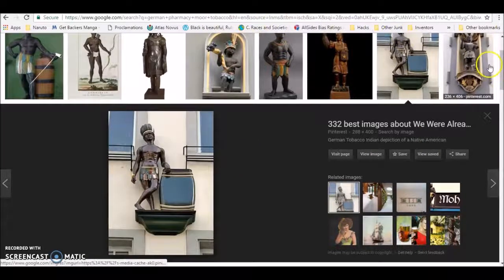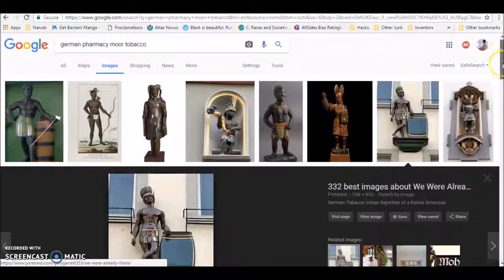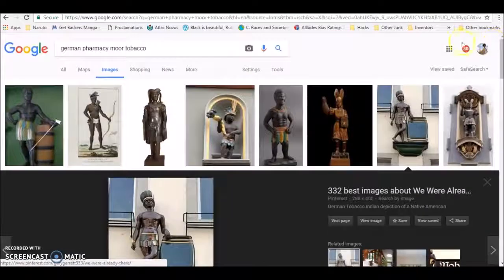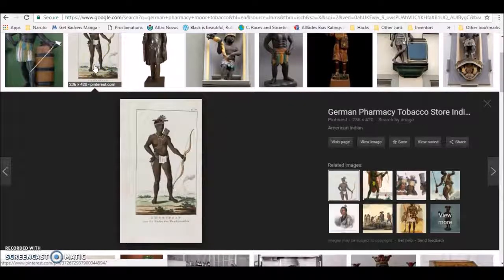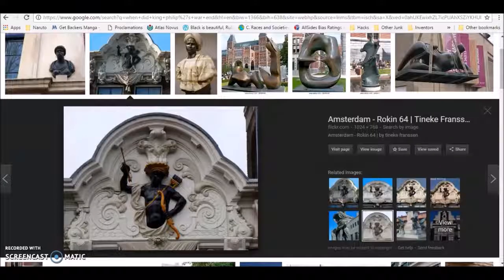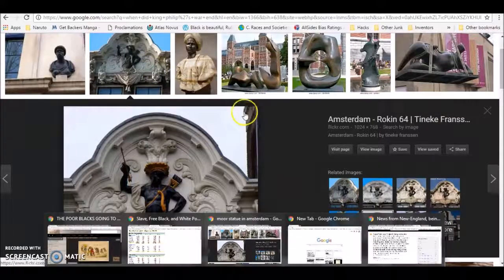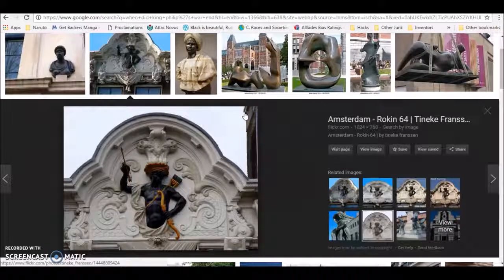As you can see, this is what they depicted when they came over here. American Indian. Black man. Now, like I said, this is what they saw. So I don't have to lie. I don't have to make up anything.